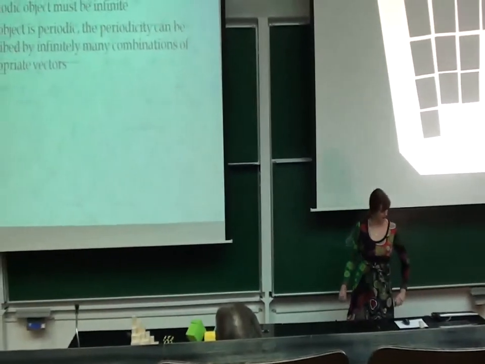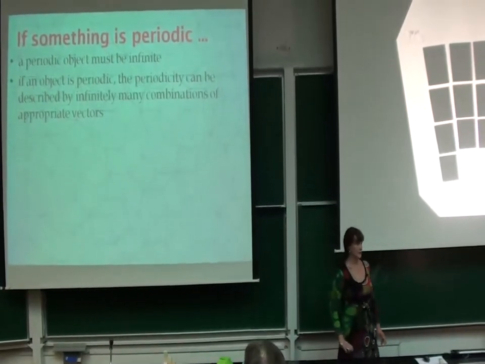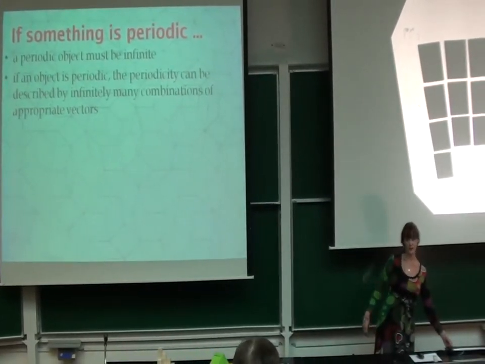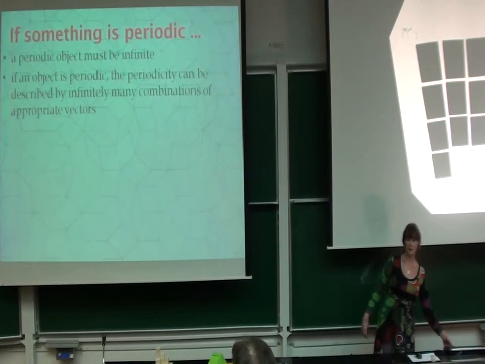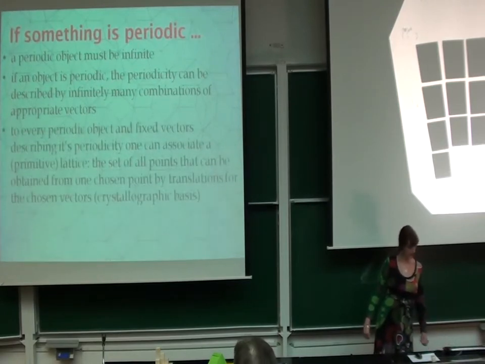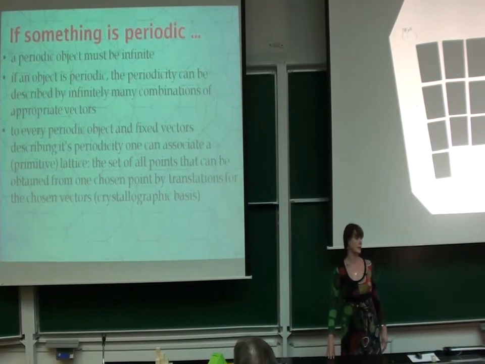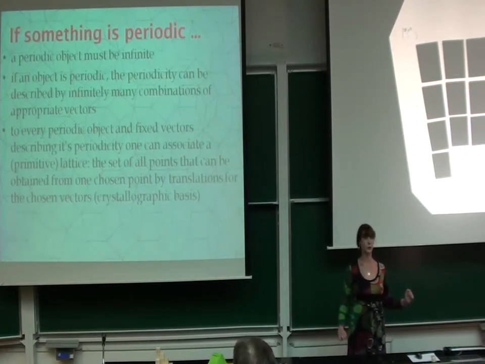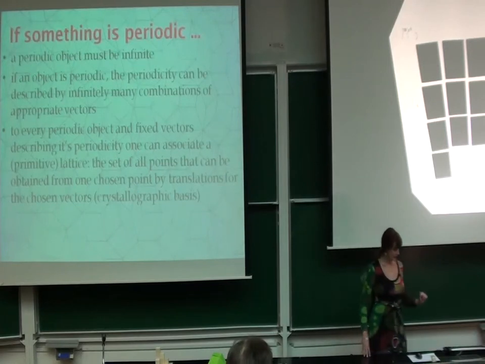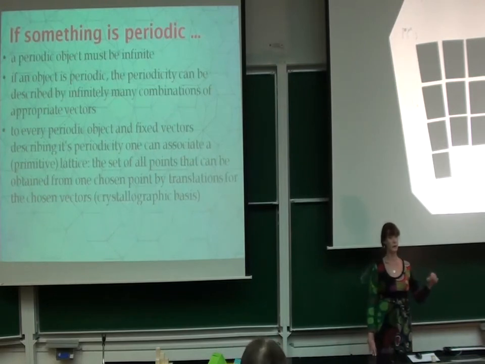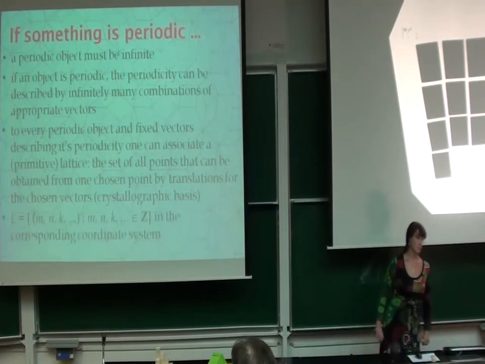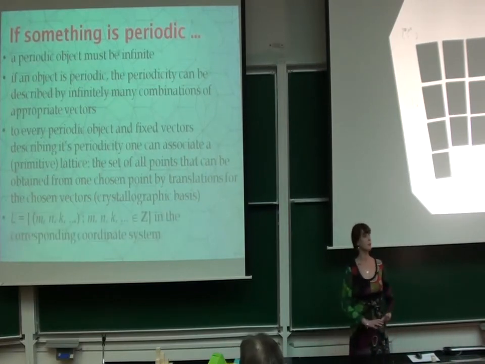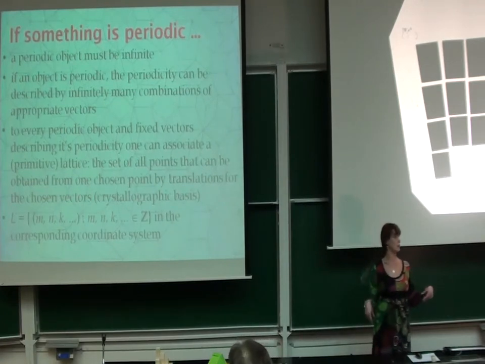Great. Well, anyway, what we can also notice, as I already said, is that we can describe the periodicity by an infinite number of choices of these vectors. And if we fix these vectors, we usually call them crystallographic bases if we are speaking about 3D and want to use them for describing structures, then we can define something called a lattice. You can imagine having one point and all the positions you can get from it by shifting it by these vectors. If somebody likes mathematical notation, one can also say that these are all points with integer coordinates in the corresponding coordinate system.